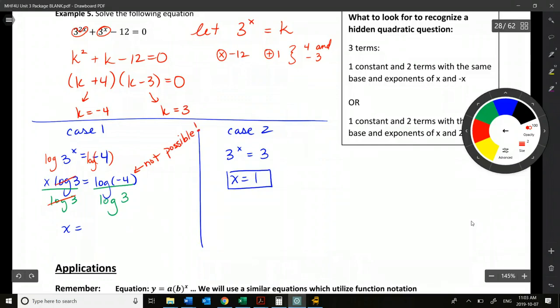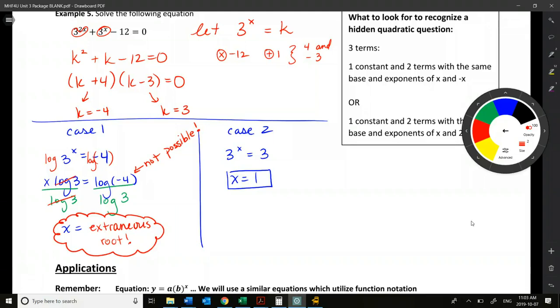What this means is that this produced what we call an extraneous root. So this doesn't give us a possible solution. So the only solution is x equals 1. Okay, so we call this an extraneous root. There is nothing 3 to the power of x like this. You could try everything under the sun and nothing's going to give you negative 4 if you do 3 to some exponent. 3 to negative exponents just gives you smaller and smaller decimals.